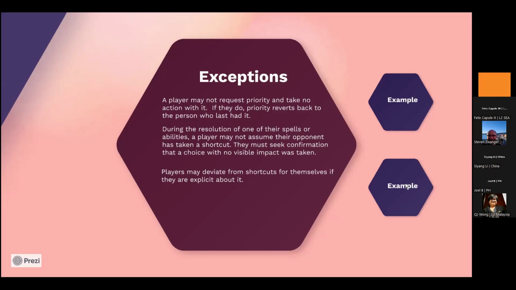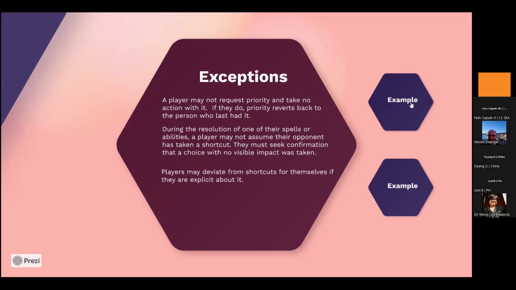And the last exception I want to mention is, of course, players can always deviate from shortcuts for themselves, not for their opponent, just for themselves, as long as they're explicit about it. So normally, if someone says pass the turn, the opponent is assumed to be acting in the end step, unless they say otherwise, but they can say, I'm acting at a different point in the turn, if they wish.